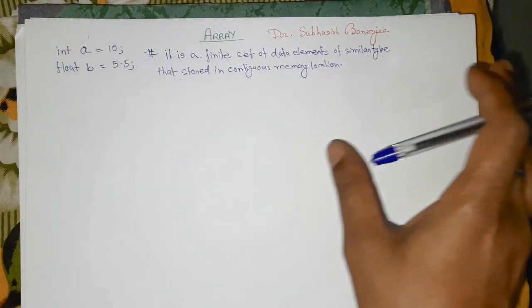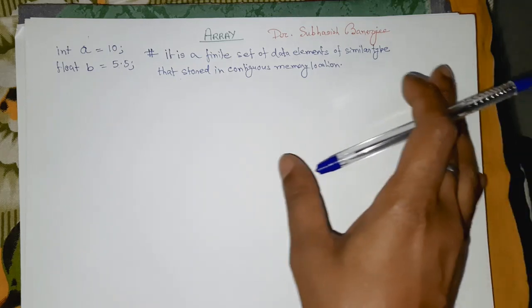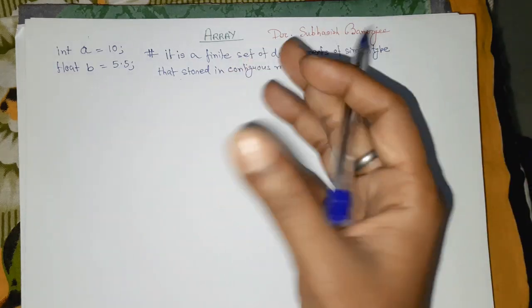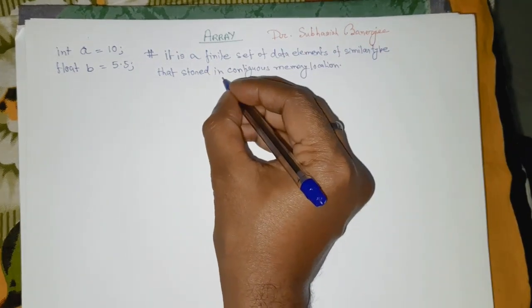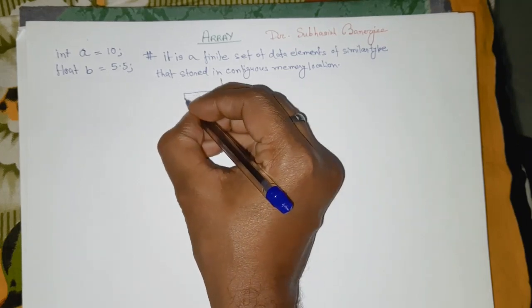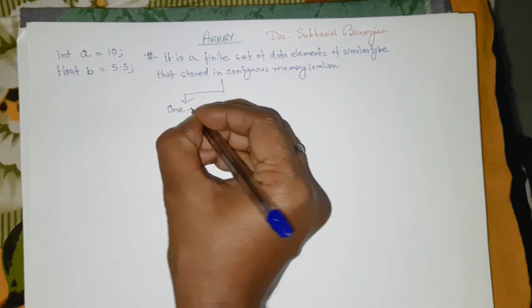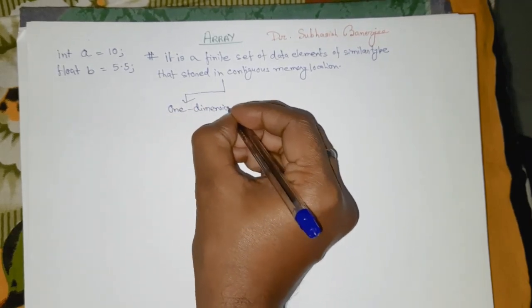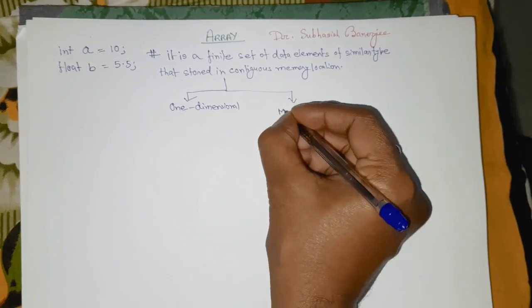Before going towards its syntax and how initializations can be made, let's look at the different types. Basically, arrays can be classified into two broad categories. First, the one-dimensional array, or the multi-dimensional array.